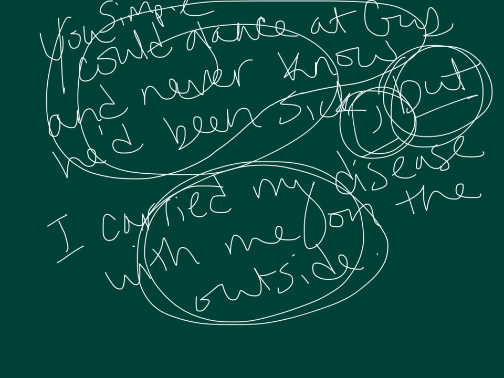You'll notice in the previous example that you also have a conjunction here in this part of your first simple sentence. You could glance at Gus and never know he'd been sick. But the reason you don't need a comma here is because you don't have complete simple sentences on both sides of the conjunction. You could glance at Gus, that could be a complete sentence, but you do not have a complete sentence here. Never know he'd been sick. You're missing a subject.